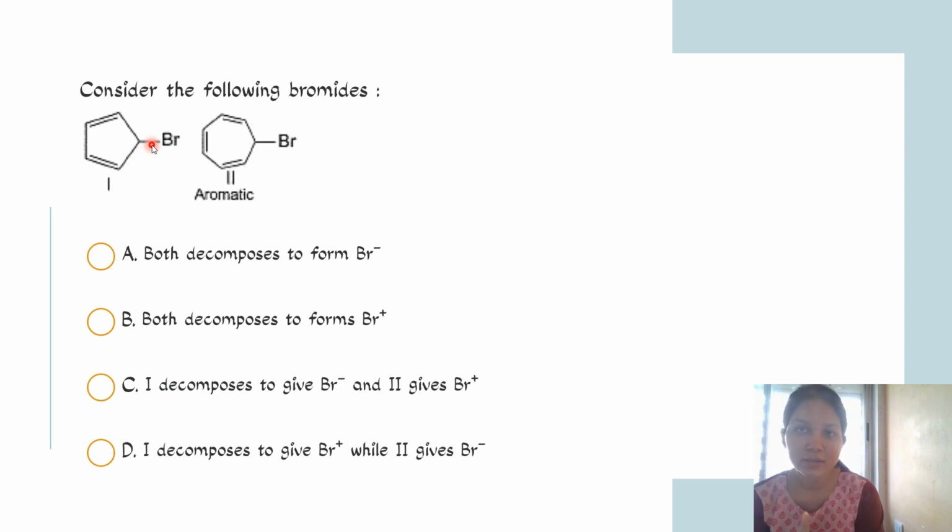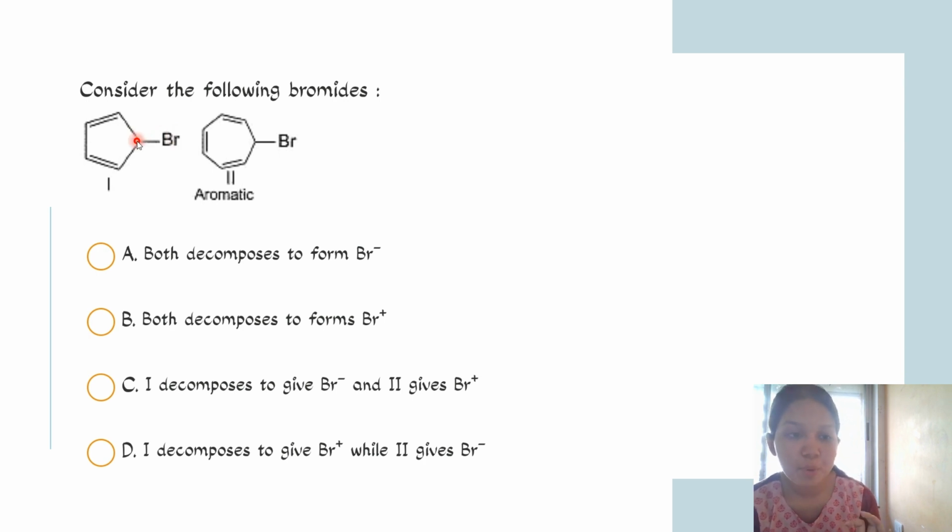You will get a positive charge and a negative charge. Now you have to figure out to which species you will give a positive charge and to the other you will give negative charge. Suppose we are giving the positive charge to this carbon atom of this 5-membered ring after breaking the carbon bromine bond. Let us imagine that we are giving positive charge here and negative charge to the bromide.